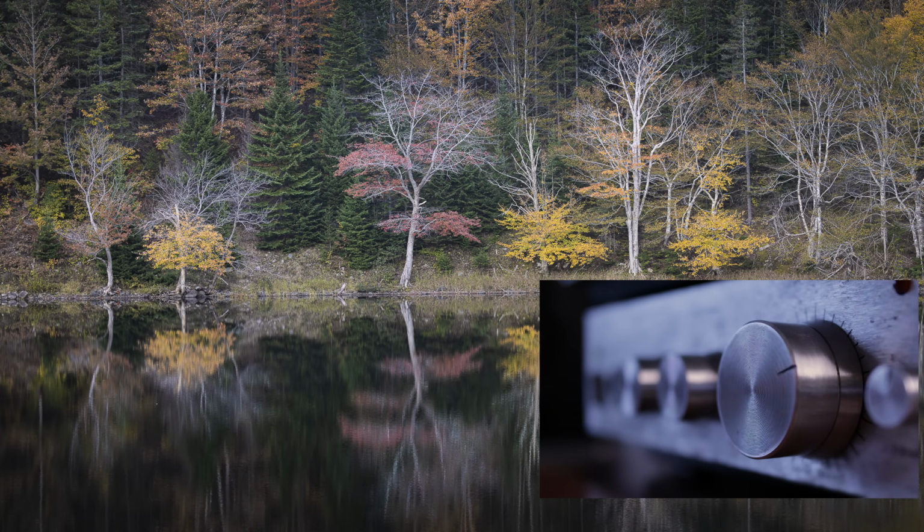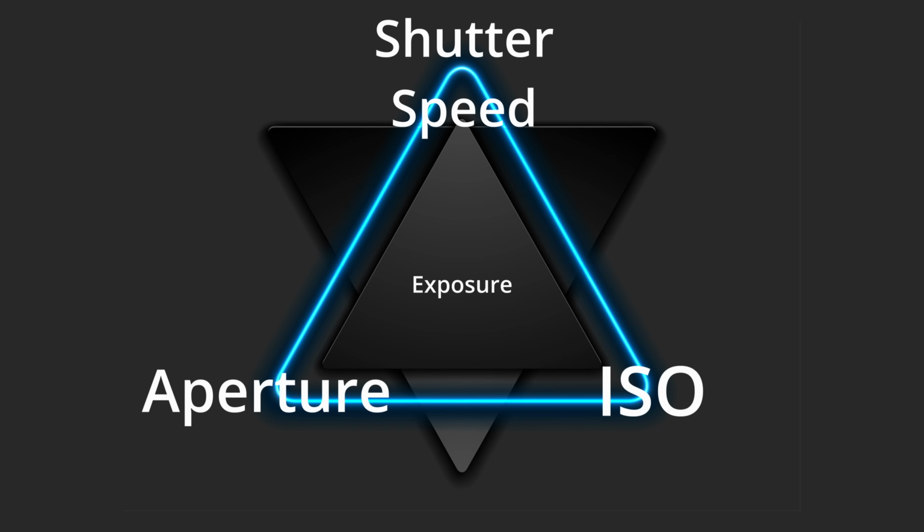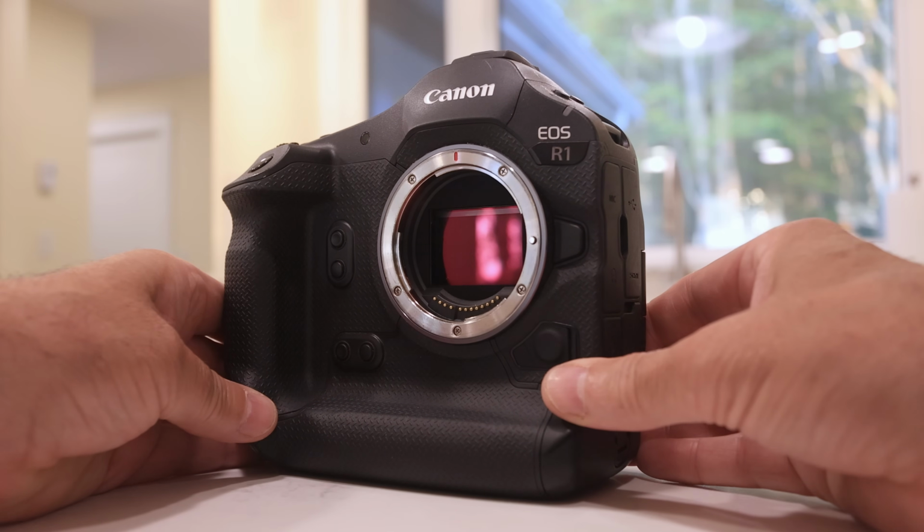Most of us are taught the exposure triangle, the three sources of light your camera settings control: shutter speed, aperture, and ISO. The challenge is, this isn't right. Exposure is defined as the amount of light hitting your sensor. And as I just mentioned, ISO isn't real light.